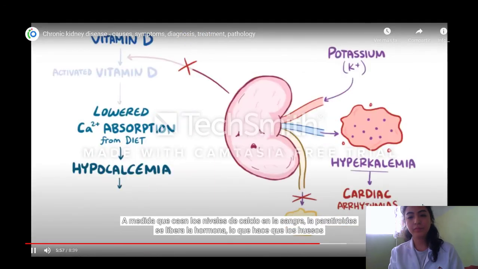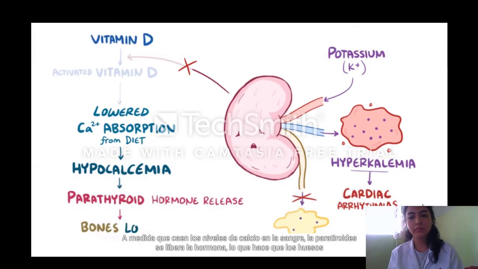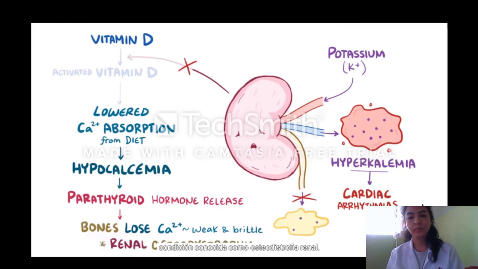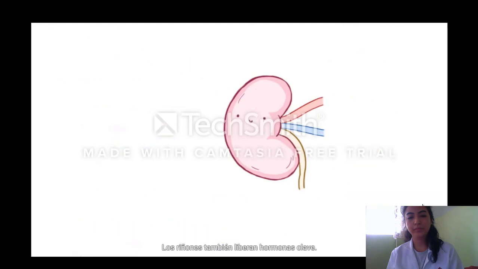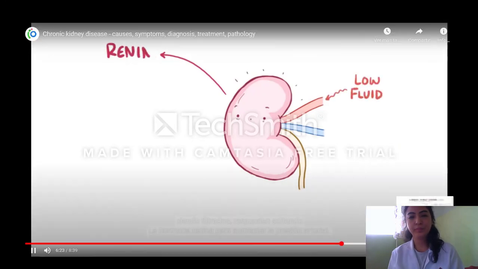As calcium levels in the blood fall, parathyroid hormone is released, which causes the bones to lose calcium. Over time, this resorption of calcium from the bones leaves them weak and brittle, a condition known as renal osteodystrophy. The kidneys also release key hormones. For example, normally when the kidneys start sensing a lower than normal amount of fluid getting filtered, they respond by releasing the hormone renin.